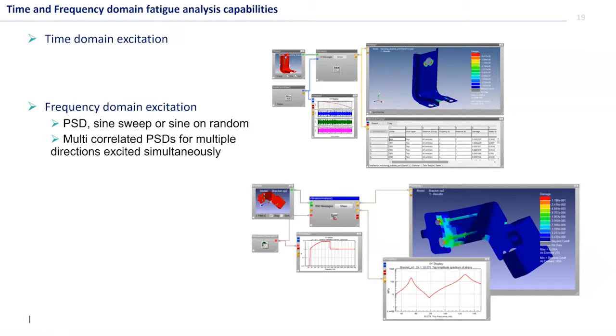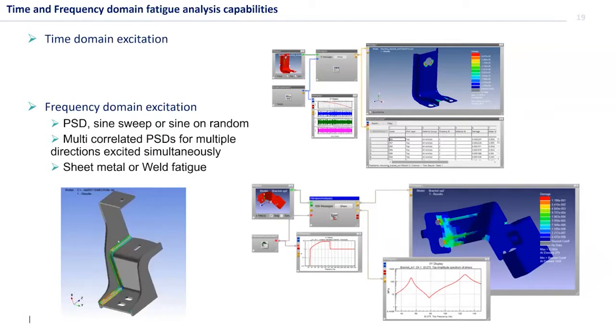So this goes again, in frequency domain, we could use power spectral densities, sine sweep, sine on random, sine dwell, etc. If you're using PSDs, I mentioned multiaxiality in the time domain, but in frequency domain it can be done as well. So we could use multiple correlated PSDs as inputs. So you need the autospectral densities and the cross-spectral densities, and you account this way for the various directions, multiple directions excited simultaneously. And this sort of analysis is also valid for welds.